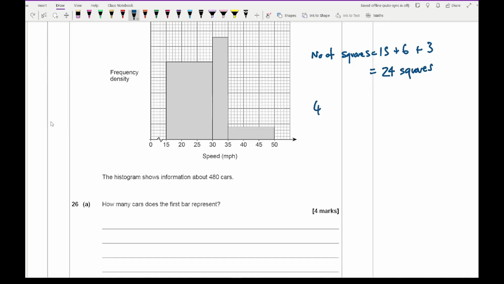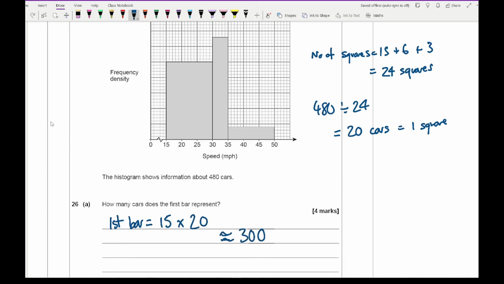Now, if we've got 480 cars divided by 24, that gives me a total of around about 20 cars equals 1 square. What I mean by a square is a 5 by 5 square. So from this, in terms of the first bar, it equals roughly around about 15 squares. And so if I multiply 15 by 20, it roughly gives me an estimate of around about 300 cars.